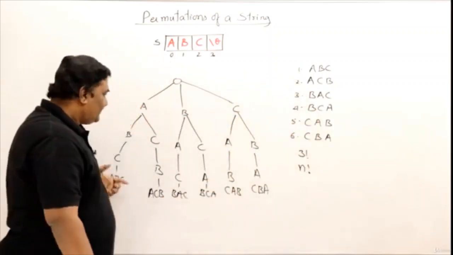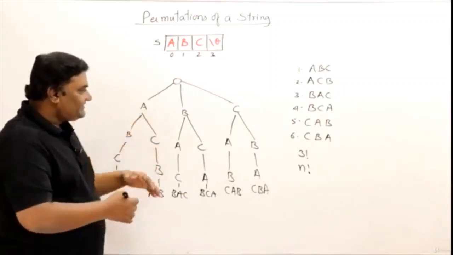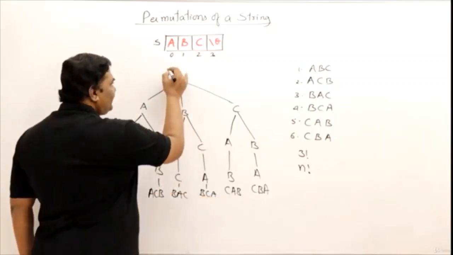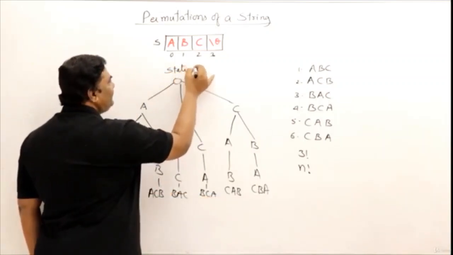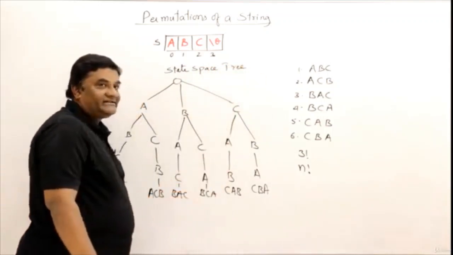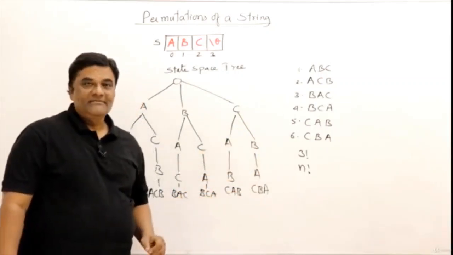6 permutations. So this is like forming a tree. So this tree is representing all various possible solutions. So this tree we can call it as state space tree, where the leaves are showing us the results.